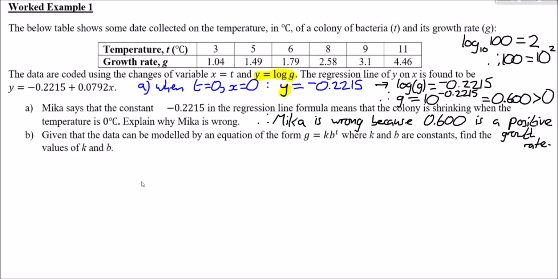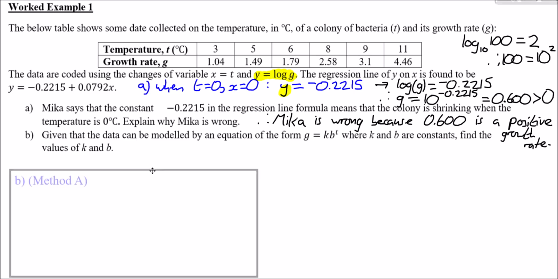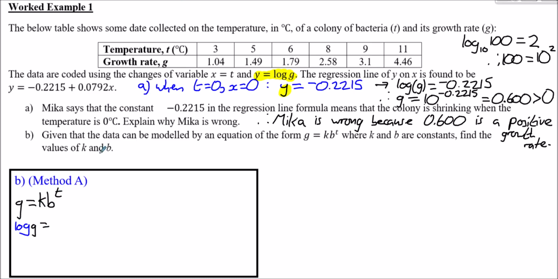The first way is my preferred way. So let's have a look at this first of all. So method A. What we could do here is start with a model we want to show it fits, which is g equals kb to the t, and manipulate it. So g equals kb to the t. Then we can take logs of both sides. So the log of g will equal the log of kb to the t. Just doing the same to both sides of the equation.